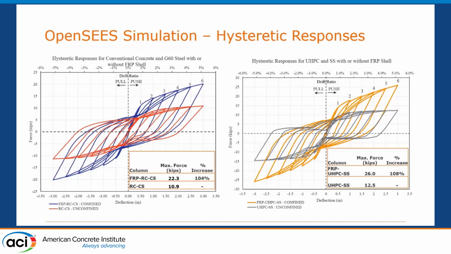So now you can see that including the FRP material, for both reinforced concrete and UHPC, the increase is a lot. 100%, almost more than 100% of the increase.